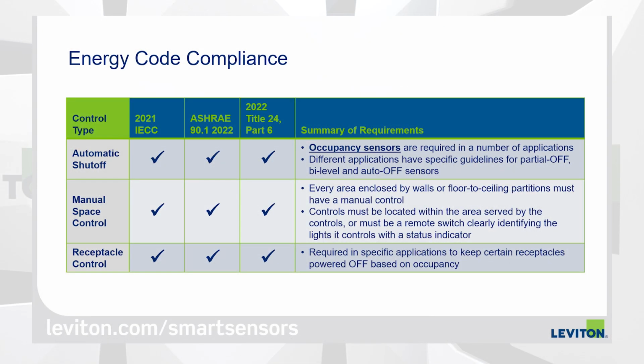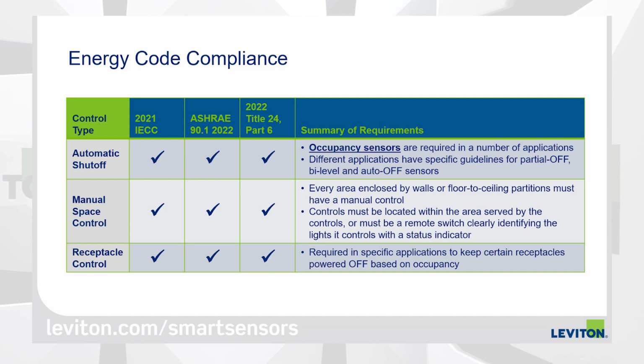Well, let's look down at a quick little overview of a table. This is a very simplified table, again with check marks, showing which codes require what. And obviously we see on this one automatic shutoff for all 3 of the codes. And again, occupancy sensing is required in a number of applications, and again that can be partial off, bi-level in some instances even, or auto off sensors, and then of course manual space control. All 3 of the codes do require that.